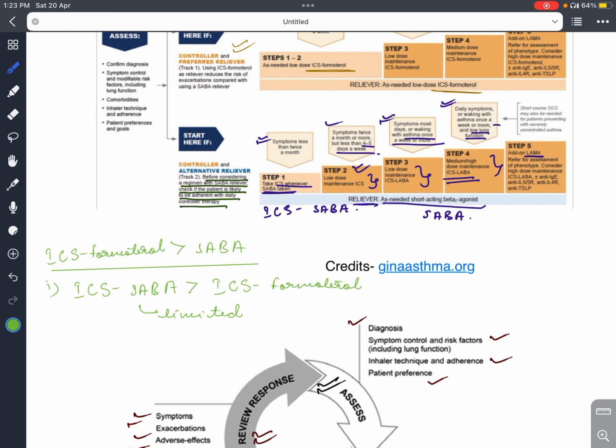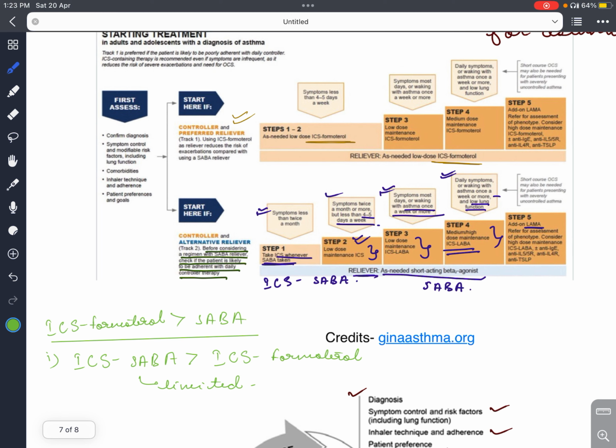And one more thing over here was that there was simplicity in track one, because we had to use the same drug for controller and for reliever as well. We had ICS formoterol for controller and ICS formoterol for reliever. So it was very simple for the patients and for the doctors as well to treat the patient. It was comparatively easier for the patient. So that is why we preferred ICS formoterol over SABA in track 1.